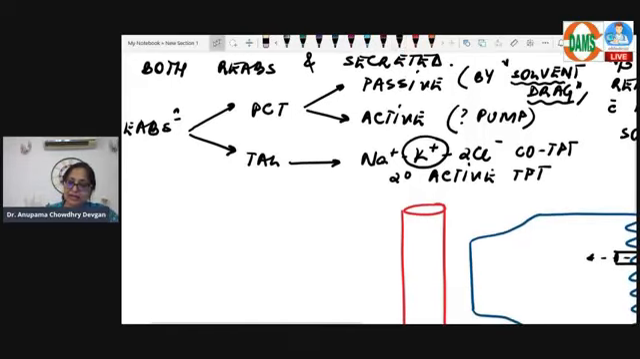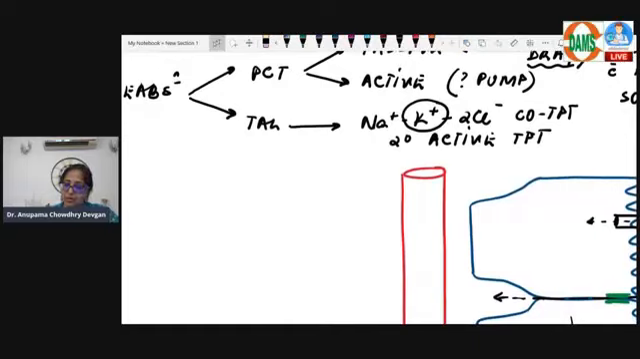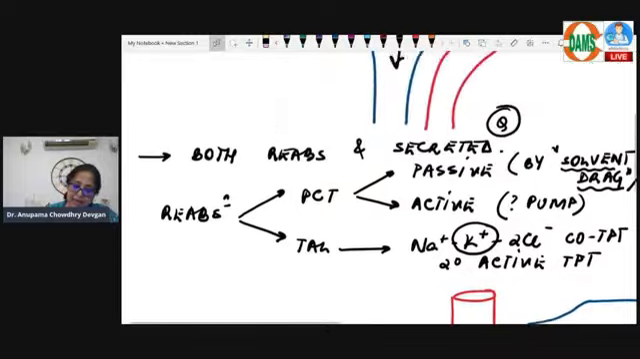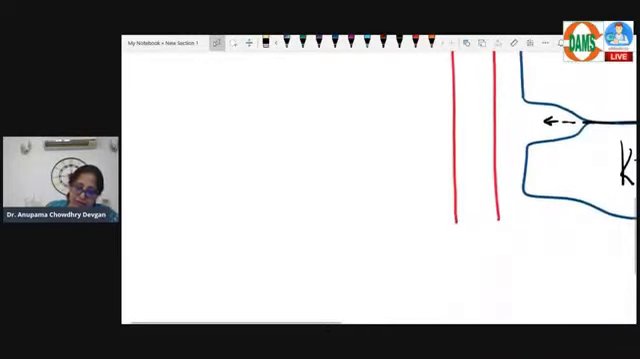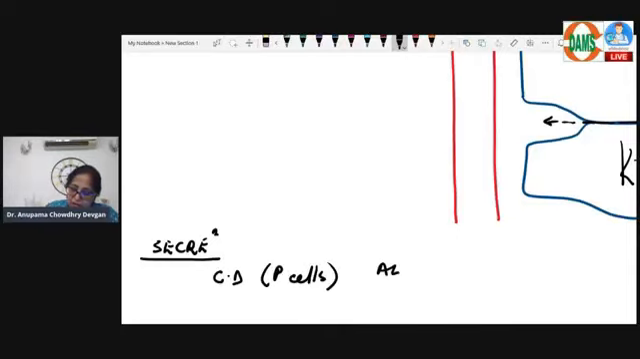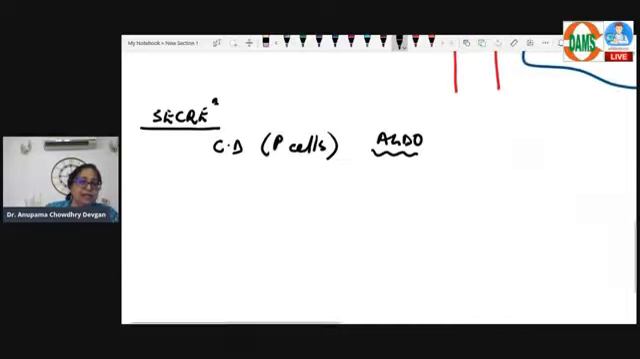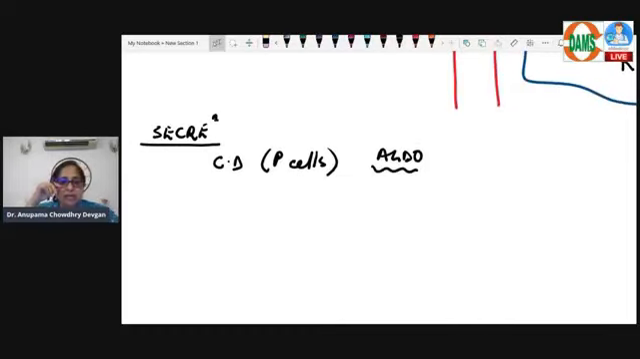Reabsorption is also in the thick ascending limb, that is by Na plus K plus 2 Cl minus co-transport, which is a secondary active transport. Then secretion. Secretion of potassium, I have already done. Secretion is in the collecting duct, B cells, and this is under the control of aldosterone. Whatever causes increase in renin and aldosterone will increase the secretion of potassium. I've discussed it with you in the handling of sodium. So potassium is an ion which is both reabsorbed and secreted.